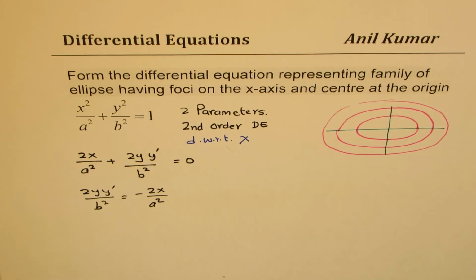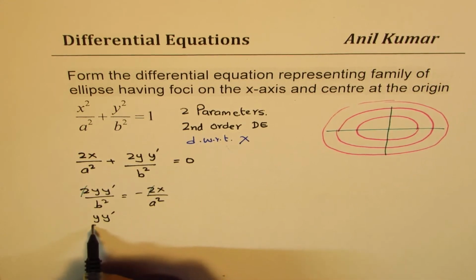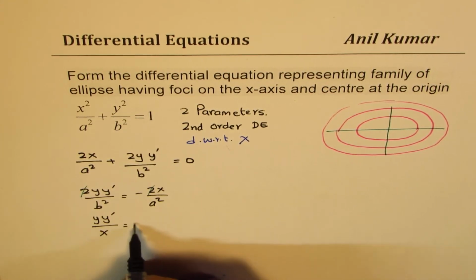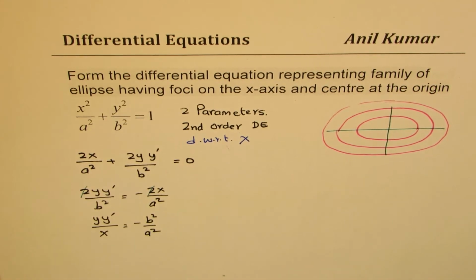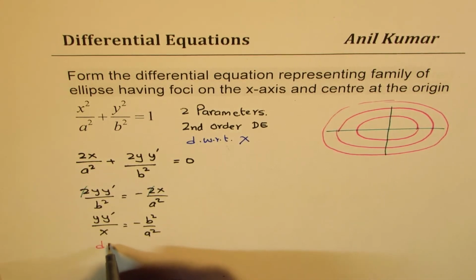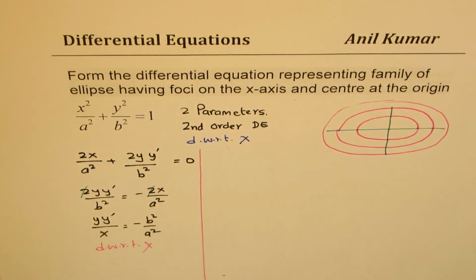So at this point, we are cancelling these 2's and rewriting our equation as minus b square over a square. You get an idea. As soon as you do this, I know now if I differentiate with respect to x, what will I do? I'll eliminate the right hand side. Perfect. That's the whole idea.